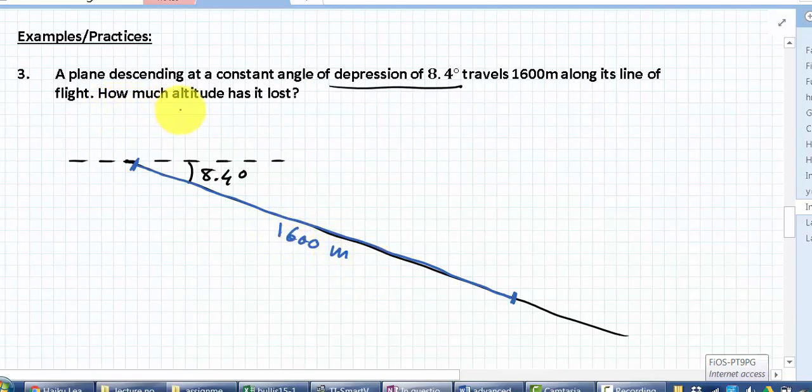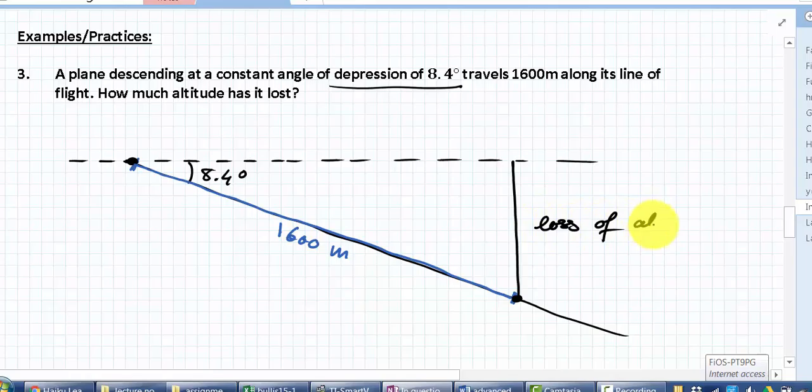Okay. How much altitude has it lost? Between what? Well, between the first position right here and the last position right there. How much altitude has it lost? Well, where's the loss of altitude? If you prolong this, this right here is the loss of altitude, right? So I just drew a right triangle right here, right? And I want to find this loss of altitude. So let me give it a name. Let me call that x.